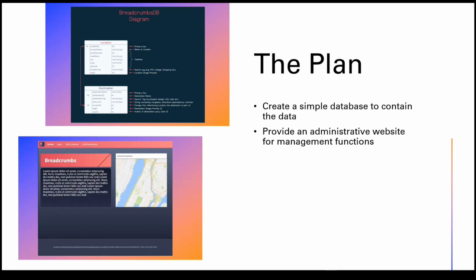The plan was simple. We would create a simple database which has a location table and a destination table. The location table would hold all the relevant information to a location, in this case, such as Pittsburgh Technical College, and the destination holds any individual location within the college, such as the room we're in right now, room 603.